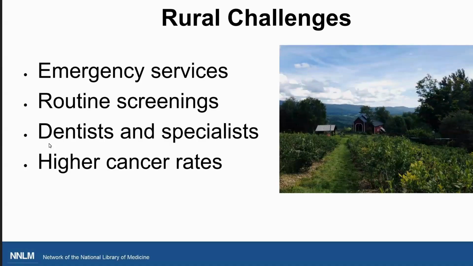Compared to folks who live in urban areas, folks in rural communities are not able to get to a hospital quickly in an emergency, need to travel long distances to get routine checkups and screenings, have less access to dentists and certain specialists, and certain specialists might not be available at all. Folks in rural communities have higher rates of certain types of cancer as well from exposure to chemicals used in farming. And so that is sort of a broad pros and cons of living in rural areas.